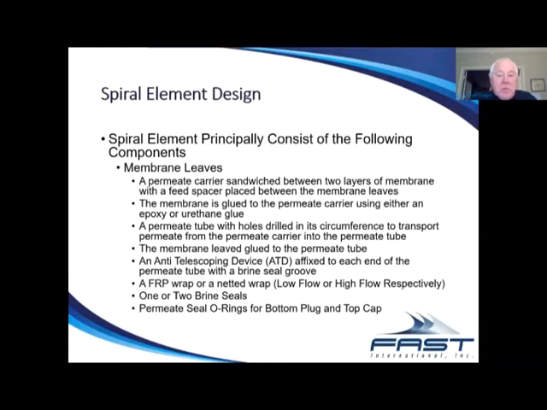A permeate tube, which is usually a plastic PVC tube that has 4 holes drilled around its circumference, is used to transport the permeate from the carrier into the permeate tube. The leaves are all glued to the permeate tube to make a seal. There is an anti-telescoping device, or an ATD, affixed to each end of the permeate tube with a brine seal groove in that ATD. Now there are 2 ways of wrapping it or finishing it.